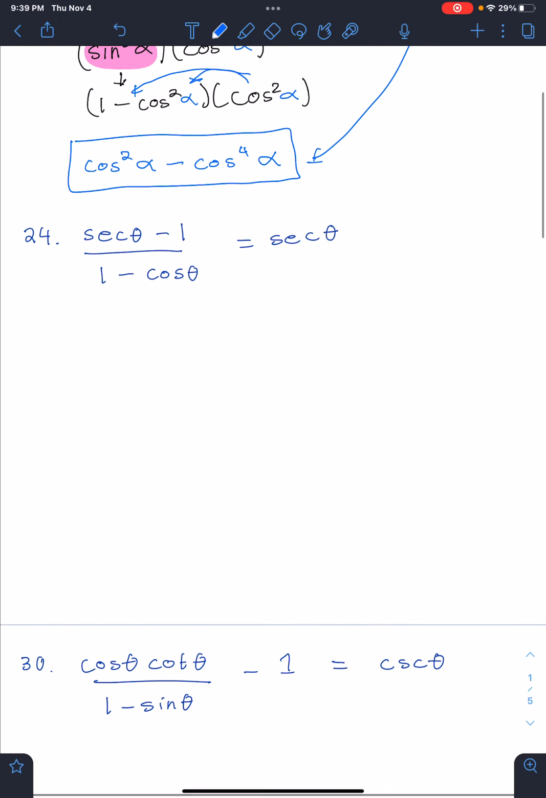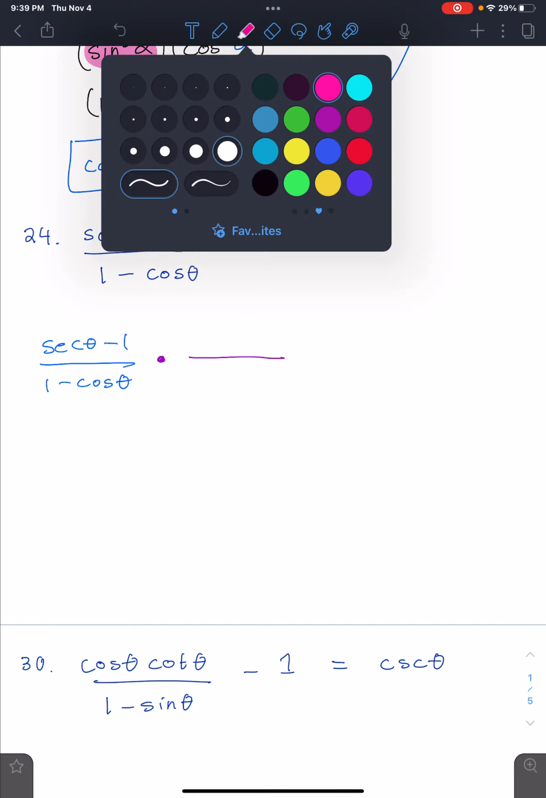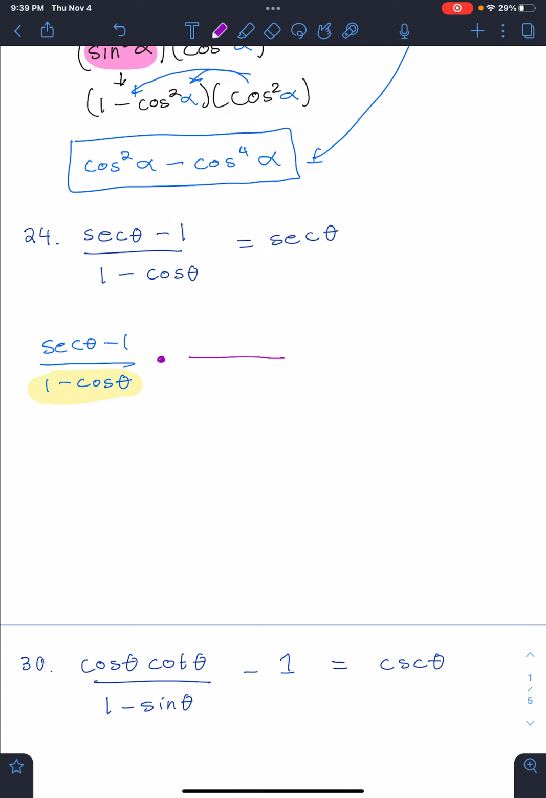On 24, we're going to talk about something called conjugates. There is more than one way to solve 24, and I can show you both ways, but I want to introduce you to a method that I think will be helpful for you. Up to our math career, we probably haven't had to use conjugates a lot, and a conjugate is just when you multiply the bottom term by the opposite sign. So I hope you notice that instead of writing 1 minus cosine theta, I'm going to multiply it by the conjugate, which is 1 plus cosine theta.